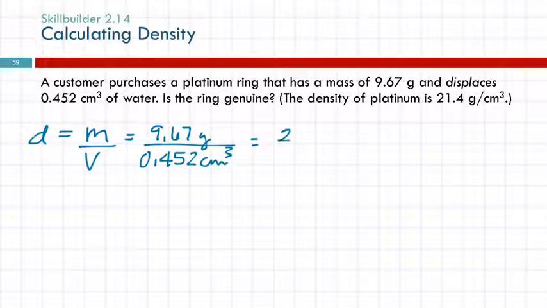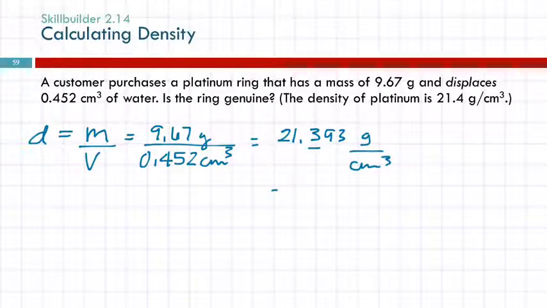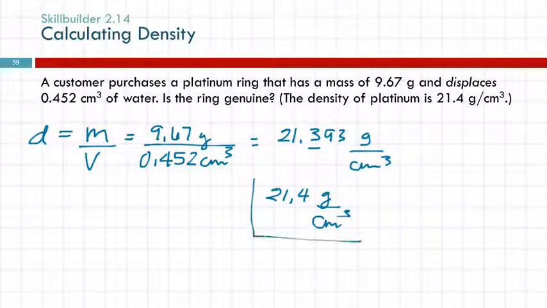How many sig figs? 3. So there's 3. I'm just going to write down 2 more. The units do not cancel out. I just record them as they are. And then I round this, and it's 21.4 grams per cubic centimeter. That's the density.